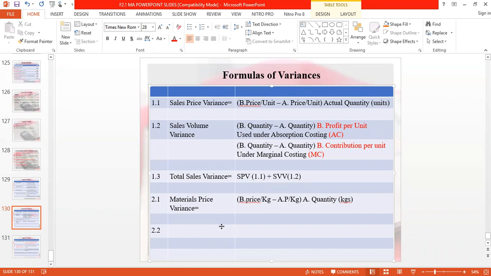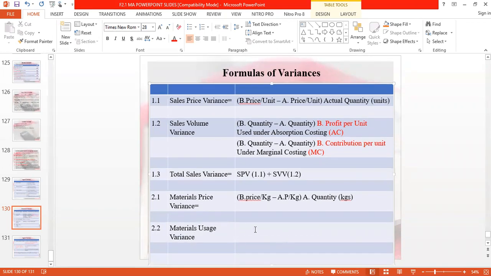2.2, material usage variance. Material usage variance, again here, the formula is a bit different: budgeted quantity for actual production minus actual quantity times budgeted price per kg. Please take note of that.